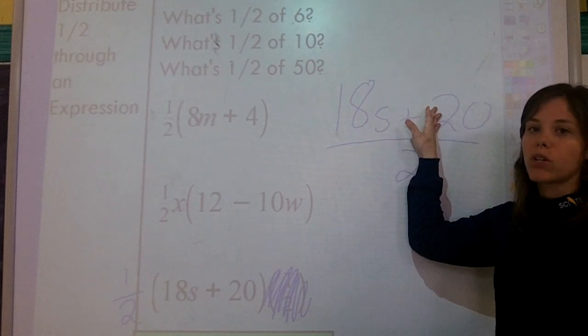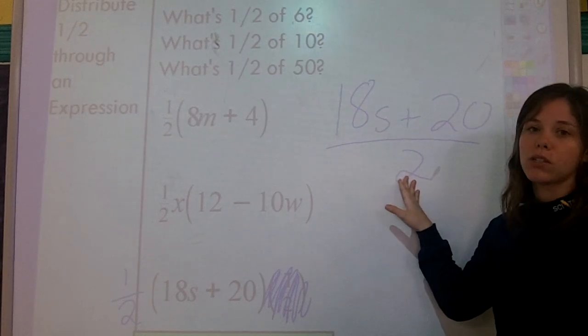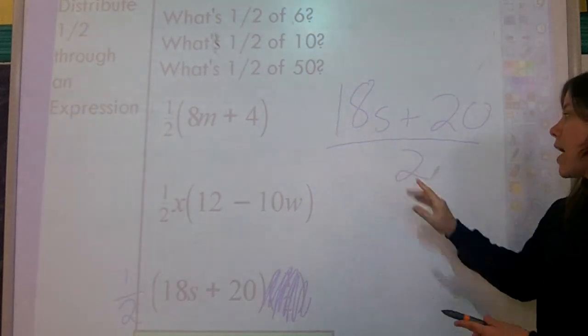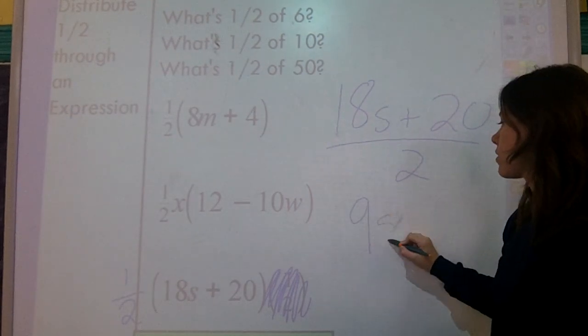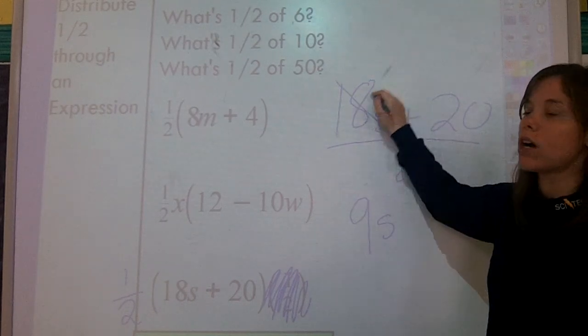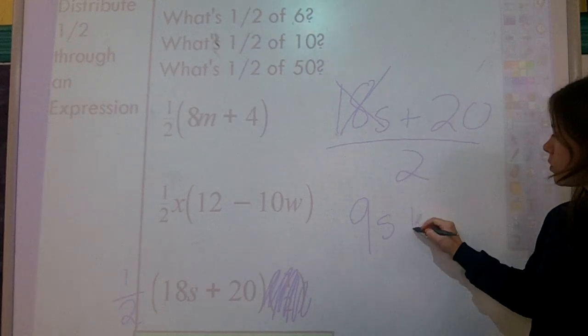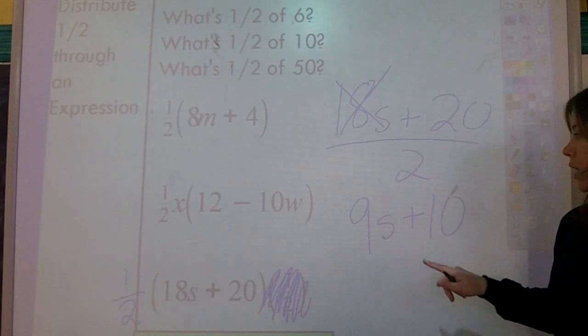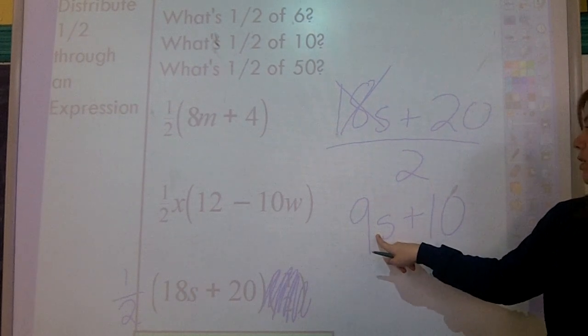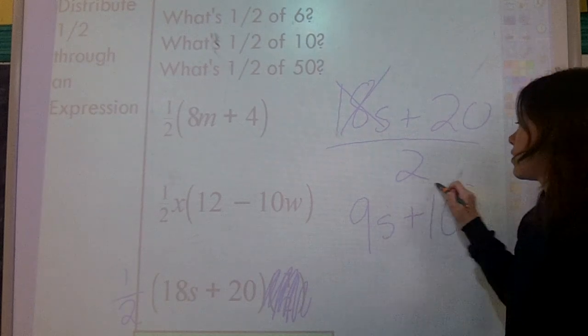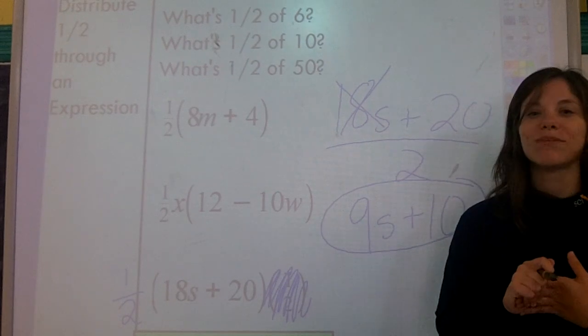Go from left to right with your terms. 18 divided by 2 is 9, so 18s divided by 2 is 9s. I'm finished with this, so I'm going to cross it off. And then a positive 20 divided by 2 is positive 10. These are different kinds of terms. This has a variable, this is a constant, so I'm finished. Your turn to practice.